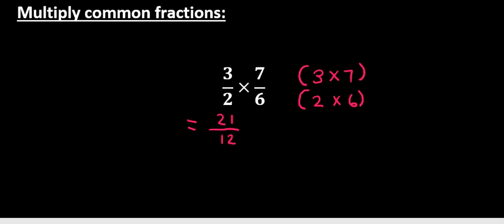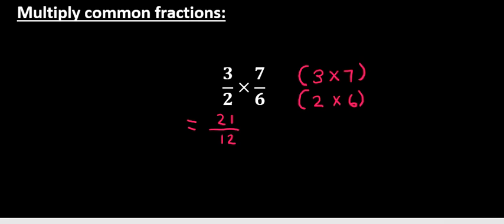Now, this can't be my final answer because this fraction is an improper fraction and I always want my final answer to be a mixed number or a proper fraction. Now, how am I going to change this improper fraction to a proper fraction or a mixed number? So the first step is I'm actually going to divide the 21 by 12.